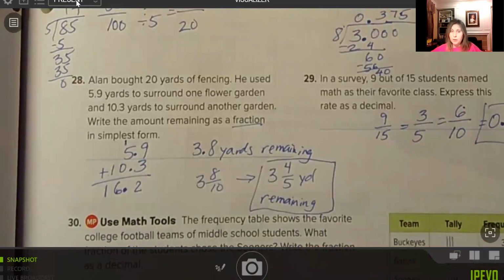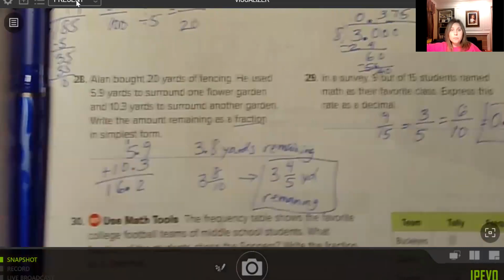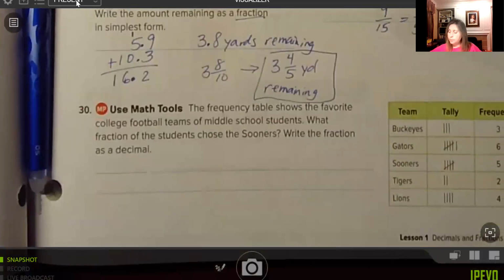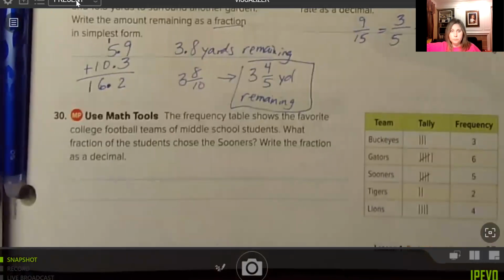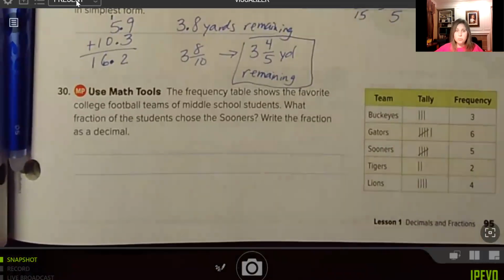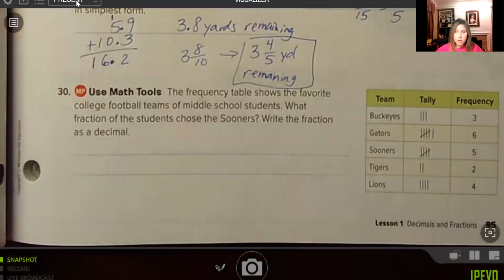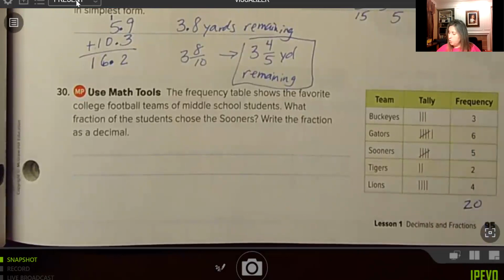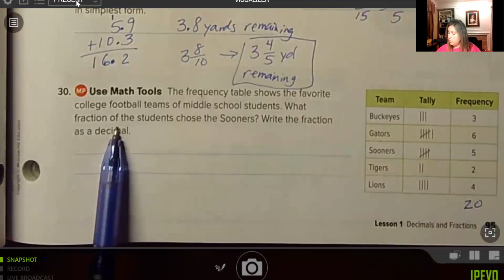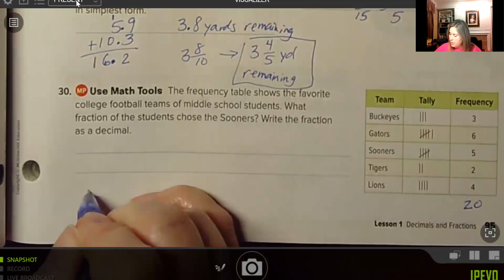Then moving on to number 30. The frequency table shows the favorite college football teams of middle school students. What fraction of the students chose the Sooners? Write that fraction as a decimal. So we want to tally these up. There were 20 total because we want to know what fraction. So we know we're going to be some number out of 20.